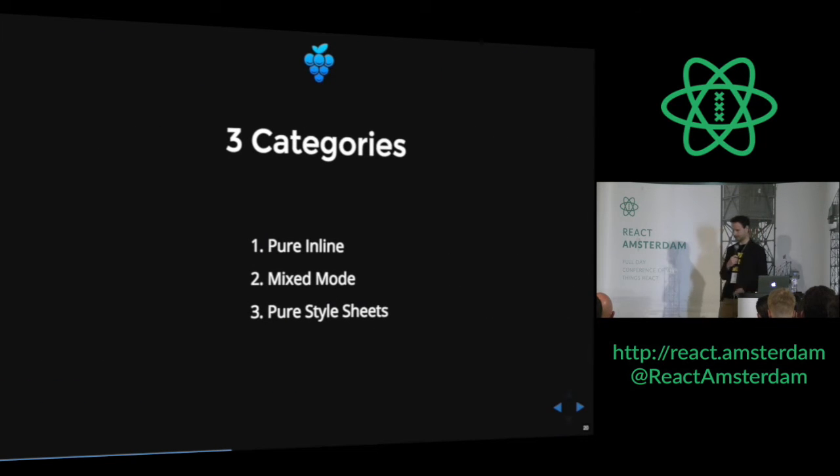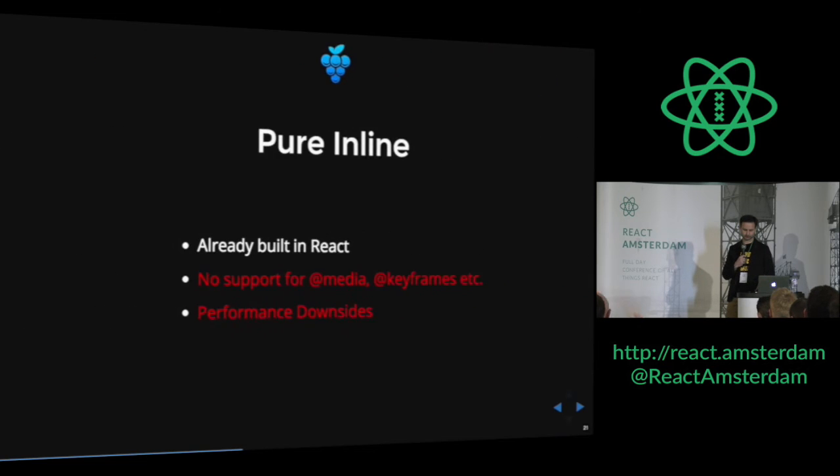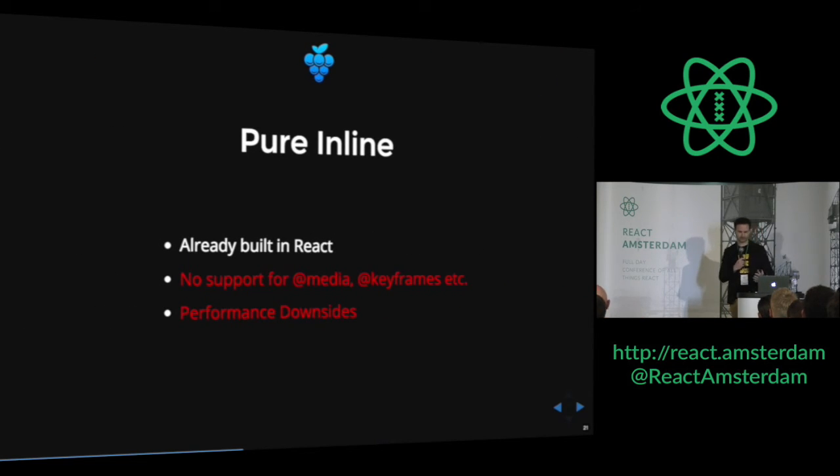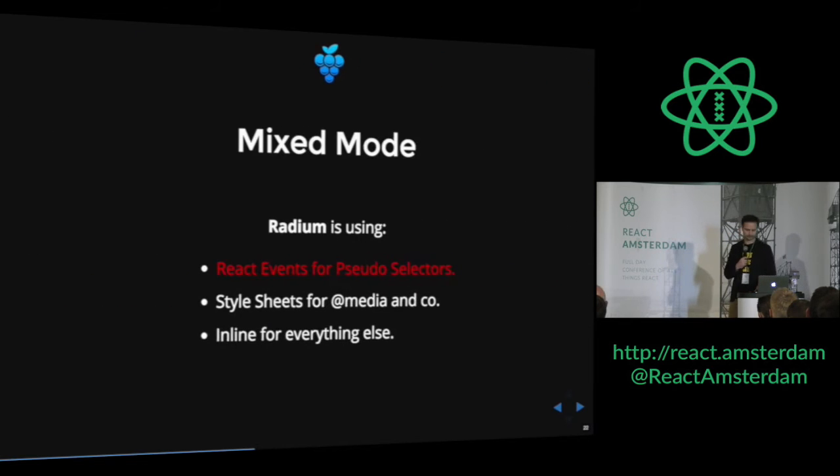What I'm going to do is divide these alternatives into three basic categories based on their rendering behavior. It's pure inline, which is what React has built in, mixed mode, and pure style sheets. Pure inline styles is already in React, but it has its problems. It has no support for media queries, for keyframes, for pseudo selectors, for lots of things. And it has performance downsides I will talk about later.